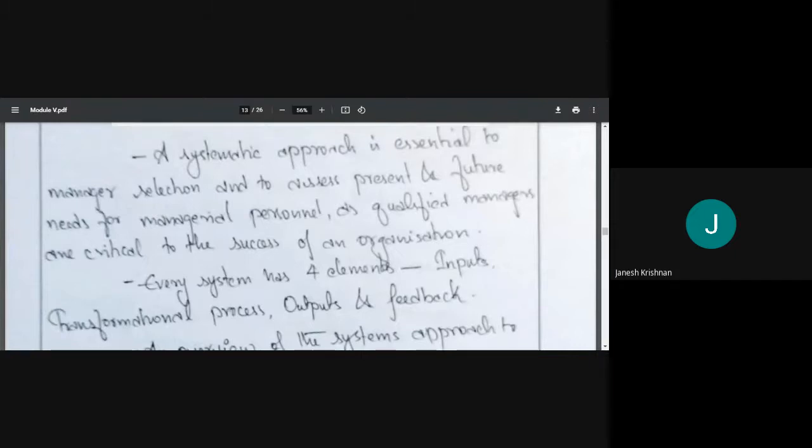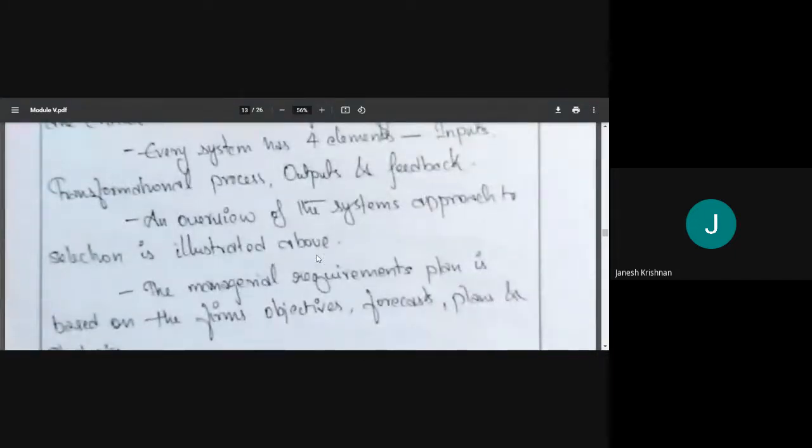Right? So every system has 4 elements: inputs, transformation process, outputs, and feedback. Right? What we have said. We have an input, we'll have a transformation process, we'll form an output, then we'll have feedback based on the output. Okay, the output was good, the output was bad. We'll change the inputs in the next cycle, right? So we'll discuss the block diagram later once we get an idea about this, right?